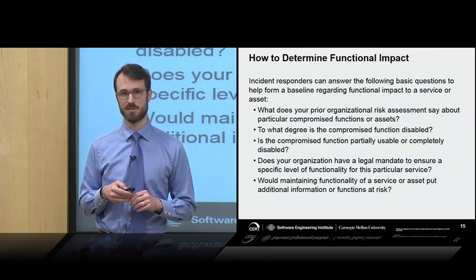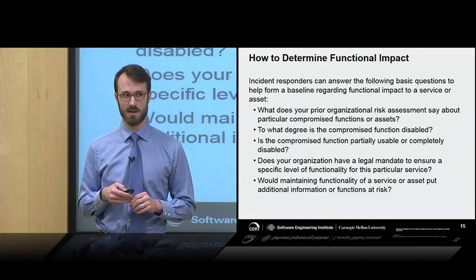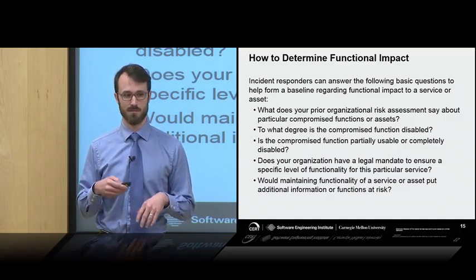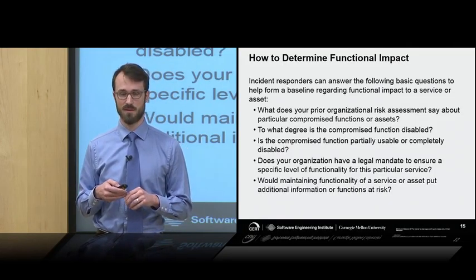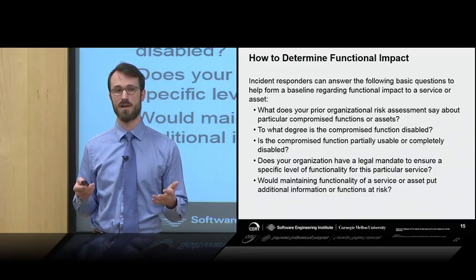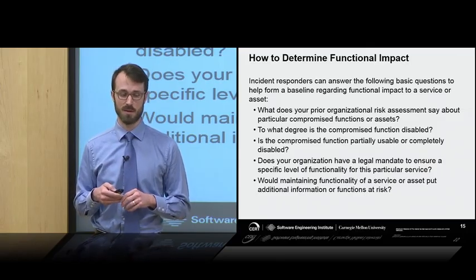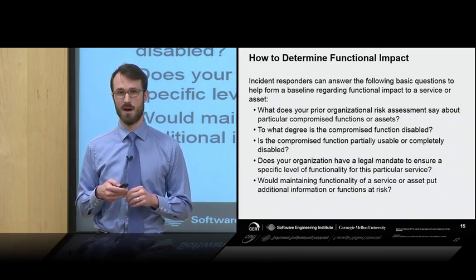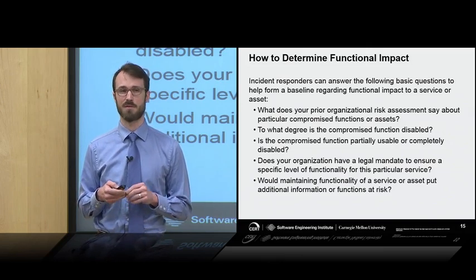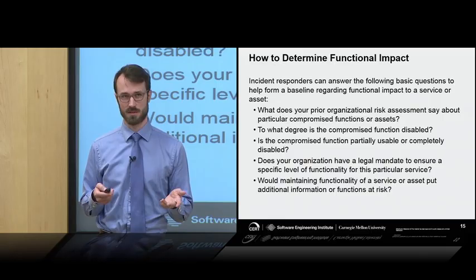Maintaining functionality of a service or asset can put additional information or functions at risk. This goes back to the idea that putting off impact analysis or resolving an incident can have additional impacts beyond the processes or functions already being impacted. Perhaps service degradation can get worse. Perhaps it can bleed over to other processes in some form or fashion. You may not know that before you create a plan, but if you create a plan, you'll understand what functions put other functions at risk.